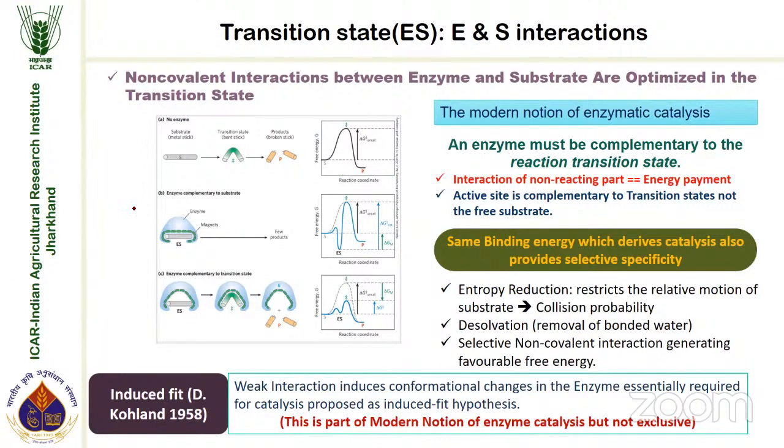So there is a modern notion of enzymatic catalysis. A group of scientists proposed this modern notion, in which it was said that the enzyme must be complementary, as said in the lock and key model, but this complementarity should not be with the substrate, but with the transition state. How the substrate reaches the transition state, I discussed. There are several weak interactions, weak interactions of non-reacting parts.